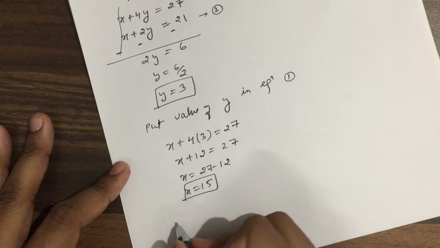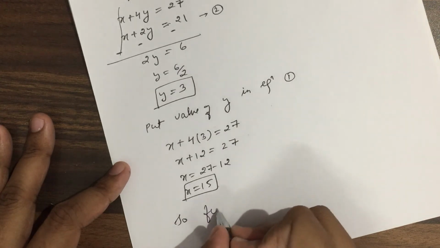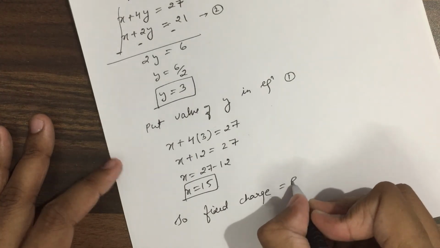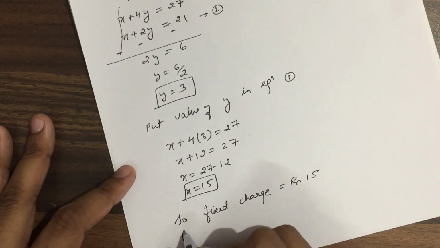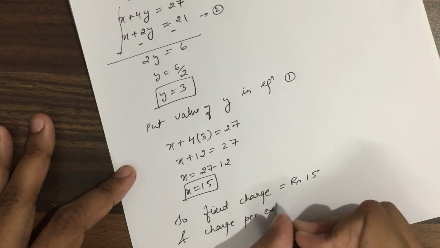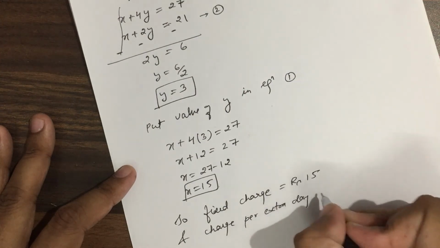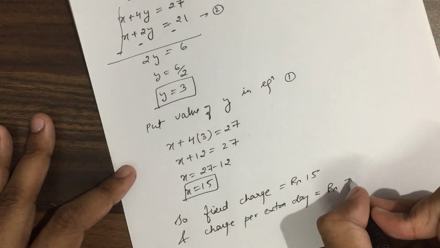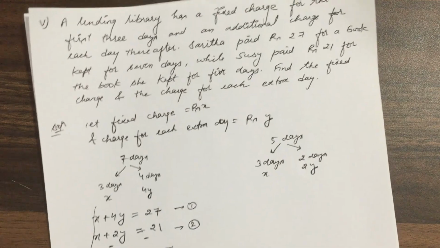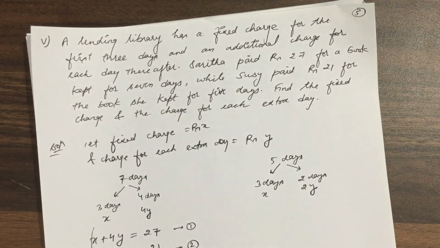So write, fixed charge equal to ₹15 and charge per extra day equal to ₹3. So this completes your exercise 3.3. In next lecture we will discuss exercise 3.4.